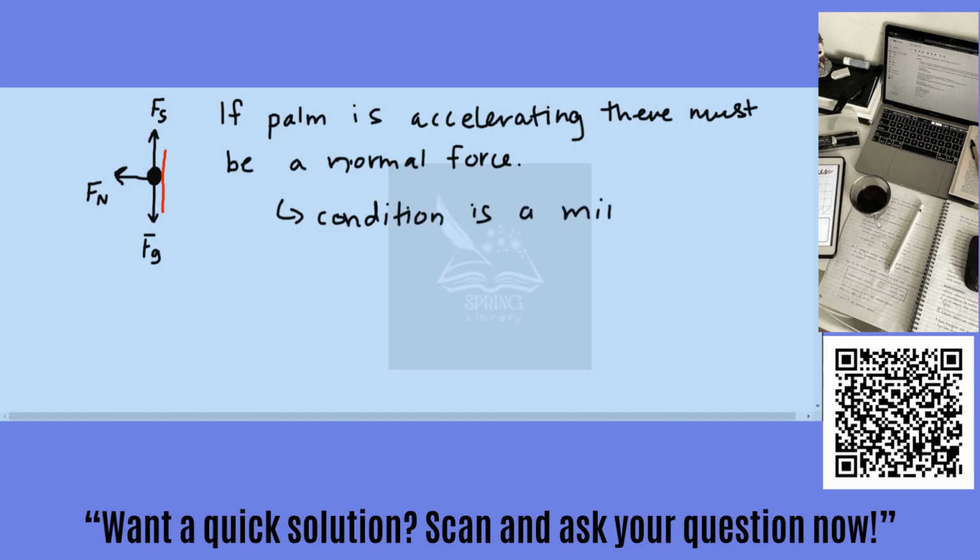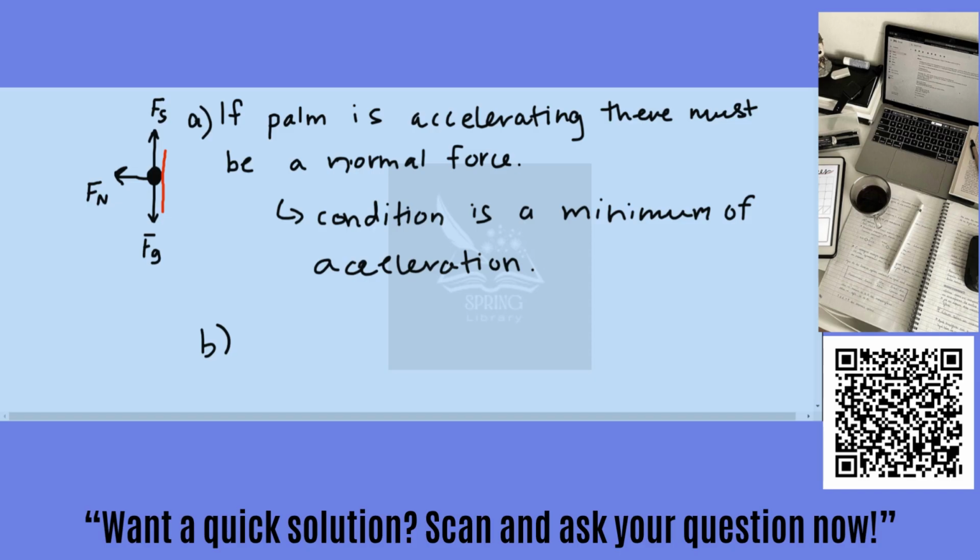So the condition is a minimum amount of acceleration. And the reason that velocity doesn't really factor in here is that even if you're moving your palm at a really high velocity, but there's no acceleration, then there doesn't need to be a net force in the left or right direction, and there doesn't need to be a normal force, and the object would fall off if the acceleration is 0, even if you're moving it at a high velocity. So this is the answer to part A.